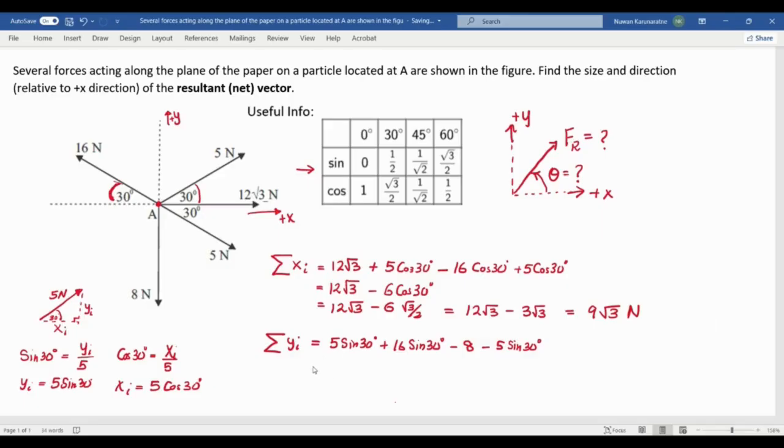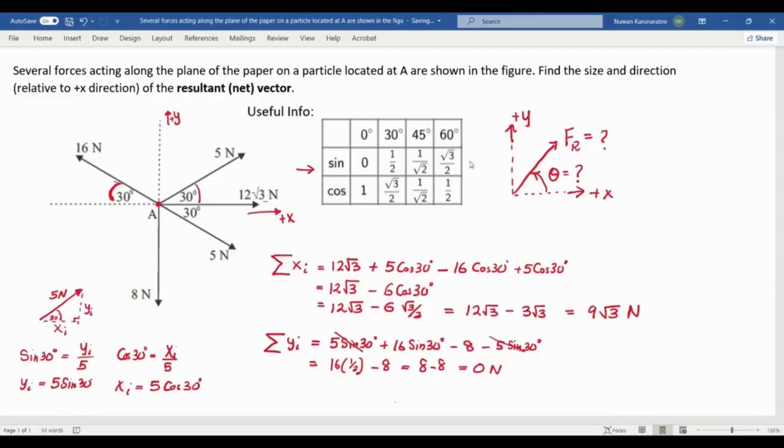And then I need to find out the answer. You can see positive 5 sine 30 and negative 5 sine 30, they will cancel out. Sine 30 is 1/2, so 16 times 1/2 minus 8, that's going to be 8 minus 8, which is 0 newtons. So you can see there's no net y component in this problem. The entire component is just the x component.